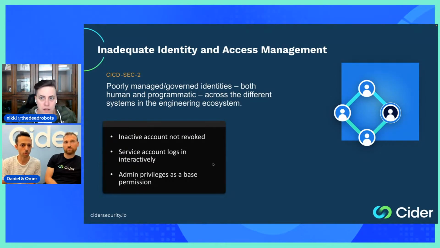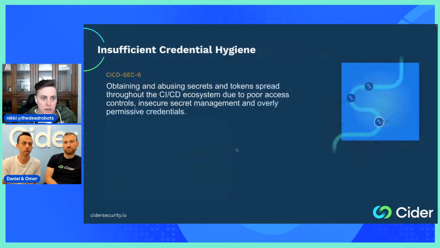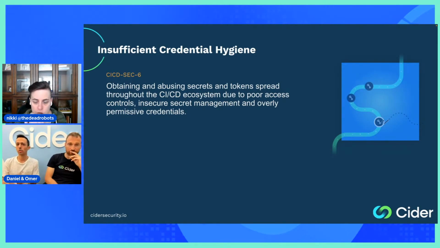Okay, we can move on to the next risk, which was relevant to this breach, which is risk number 6, insufficient credential hygiene. Insufficient credential hygiene is around obtaining and abusing secrets and tokens spread throughout the CI/CD ecosystem due to poor access controls, insecure secret management, and overly permissive credentials. Now, the risk is often thought of only in terms of secrets in the source code, but secrets are spread across all of the different CI/CD systems, like the CI, CD, container images, and the hygiene should be maintained in all of them.